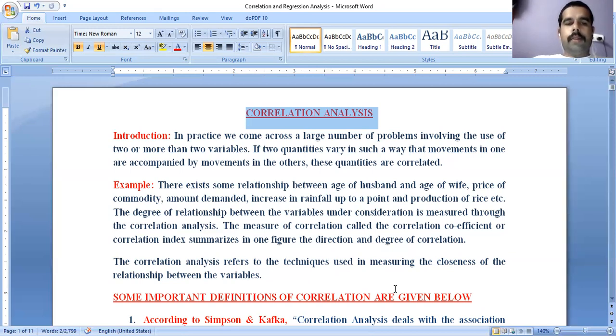Next, the degree of relationship between the variables. What is the degree of relationship between them? We have to observe carefully. The correlation analysis refers to the techniques used in measuring the closeness of the relationship between the variables. What is the closeness between the variables? Take the price of a commodity: if the price is high, we have to observe whether the amount is demanded or not. Based on the requirement, it will be demanded. According to the need of the customer, it will be demanded more. If the customer need is high and the amount demanded is high, then automatically the price of the product also increases.